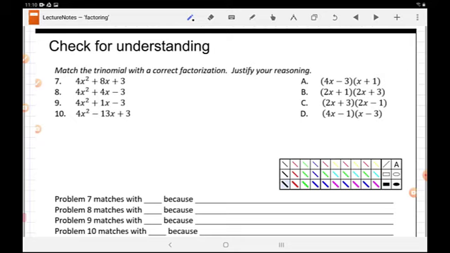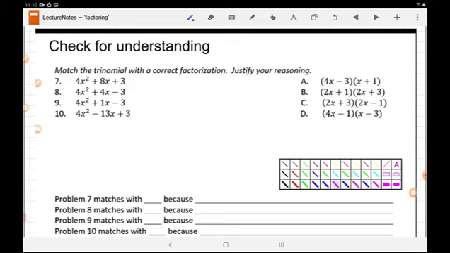So when I look at this, what do I notice? I notice that in all of these, the first term is 4x squared. And if you look at the parentheses over here, 4x times 1x is 4x squared. 2x times 2x is 4x squared. 2x times 2x is 4x squared, and 4x times x is 4x squared. So that's not going to help me out. Looking at those isn't going to help me.